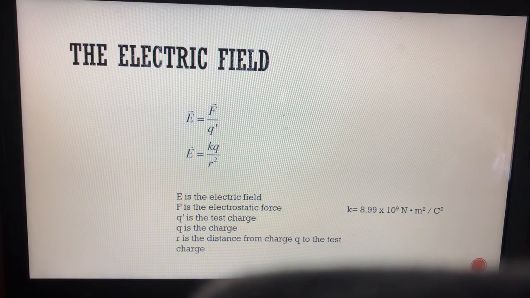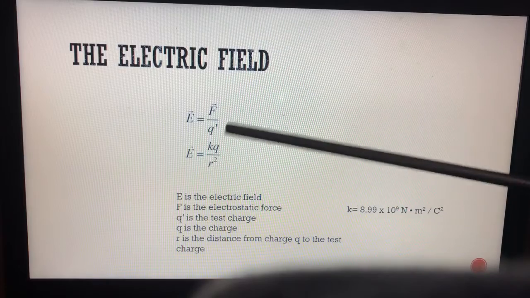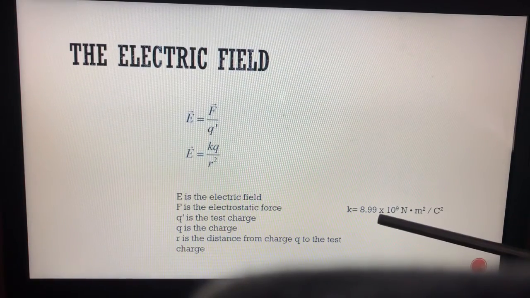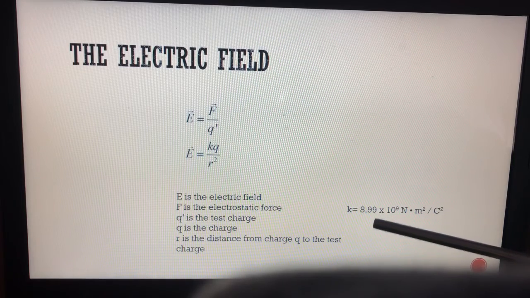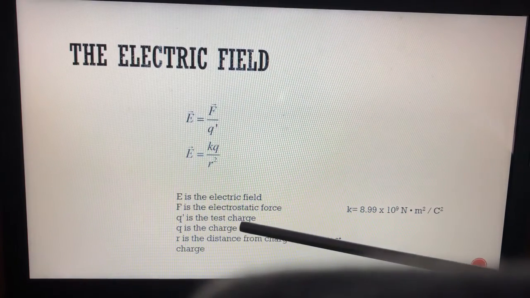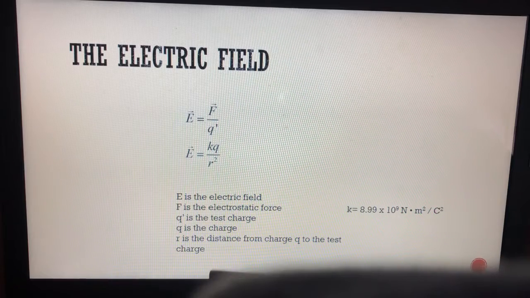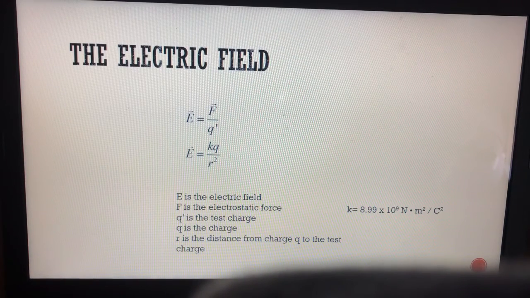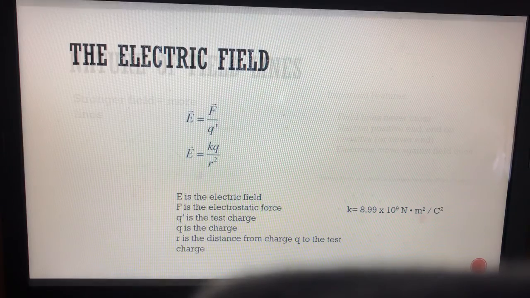The second equation here, we have E, again, the electric field, is equal to kQ. K is this constant over here, 8.99 times 10 to the 9th. Q is the charge, and that was all over r squared, and r is the distance from the charge Q to the test charge. So just keep in mind those equations are important.